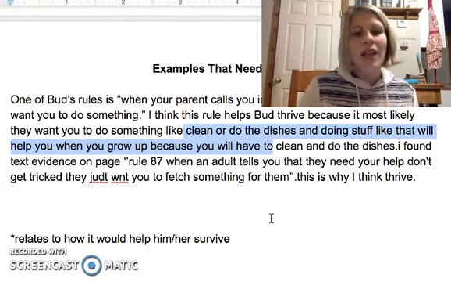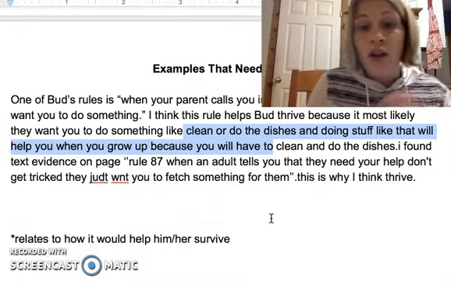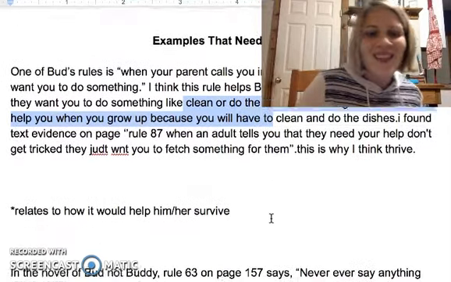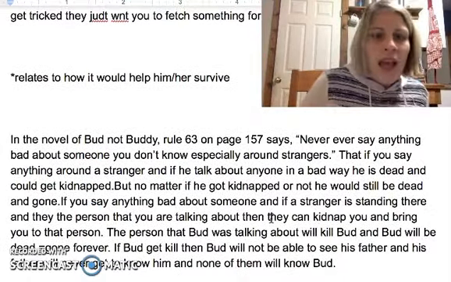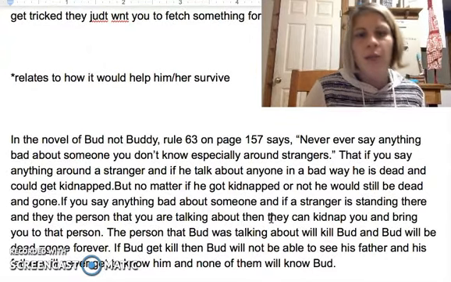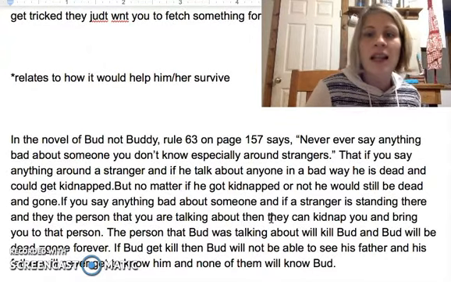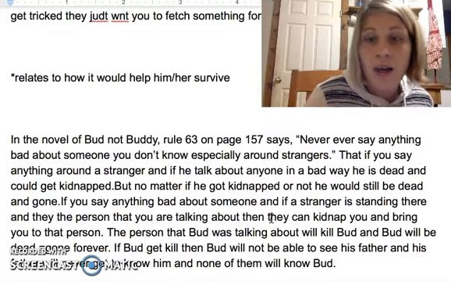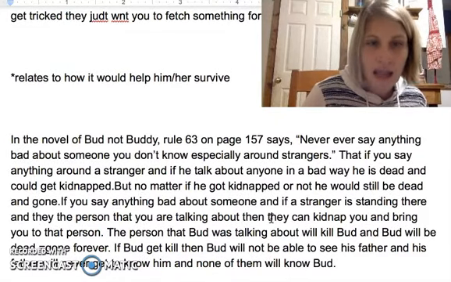Okay, it's relating it to how it would help you, him or her, whoever wrote this, survive. Here's the next example. In the novel Bud, Not Buddy, Rule 63 on page 157 says, "Never ever say anything bad about someone you don't know, especially around strangers. That if you say anything around a stranger and if he talks about anyone in a bad way, he is dead and could get kidnapped."